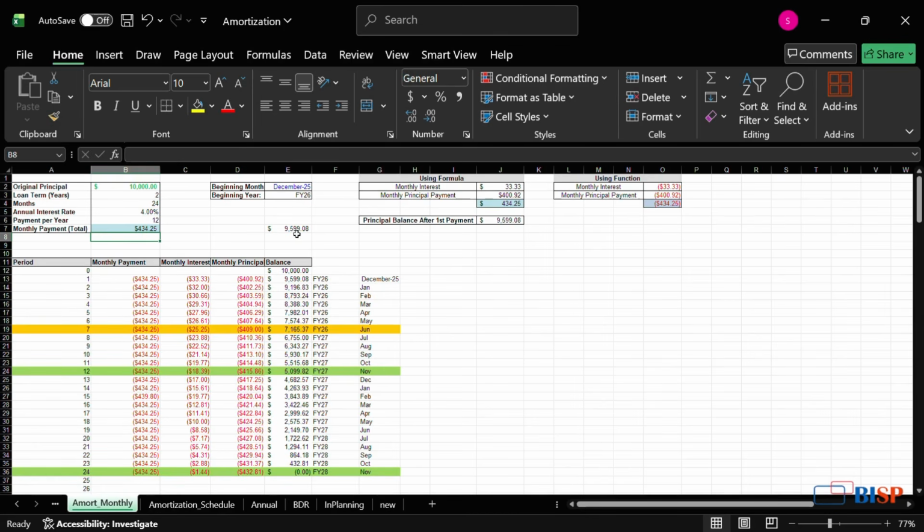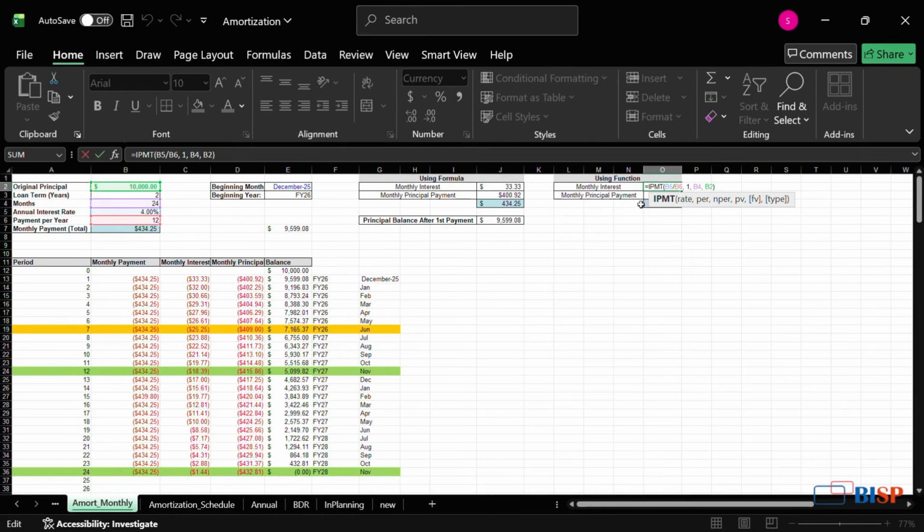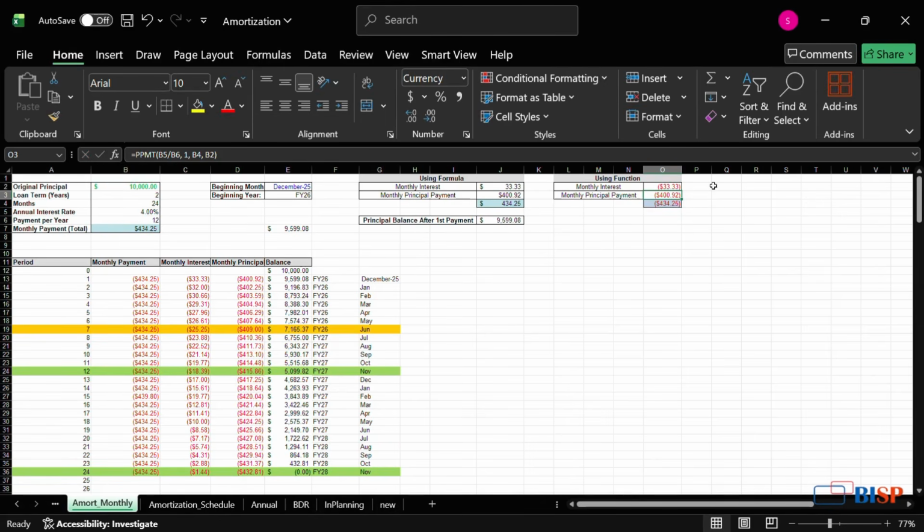Now let's calculate the interest portion of the first payment. For this, Excel provides another financial function called IPMT, which stands for interest payment. This function tells us how much of a specific payment goes towards interest. For period 1, the interest amount is approximately 33.33. This makes sense because the entire loan balance of $10,000 is still outstanding.